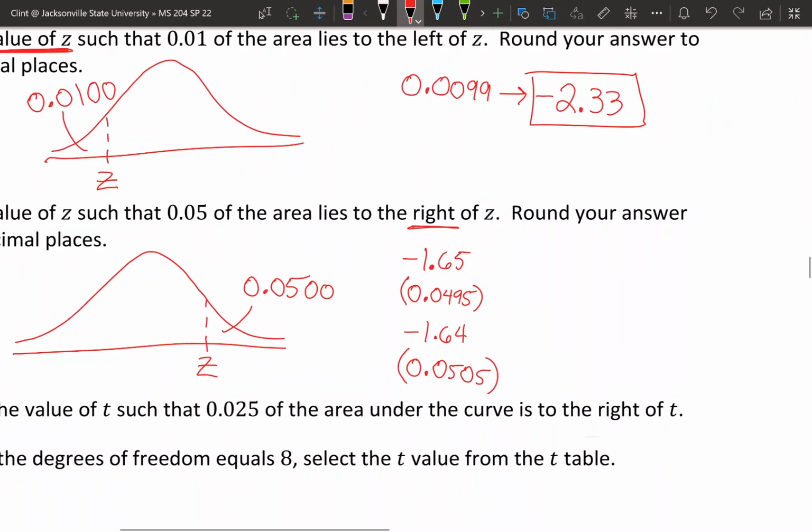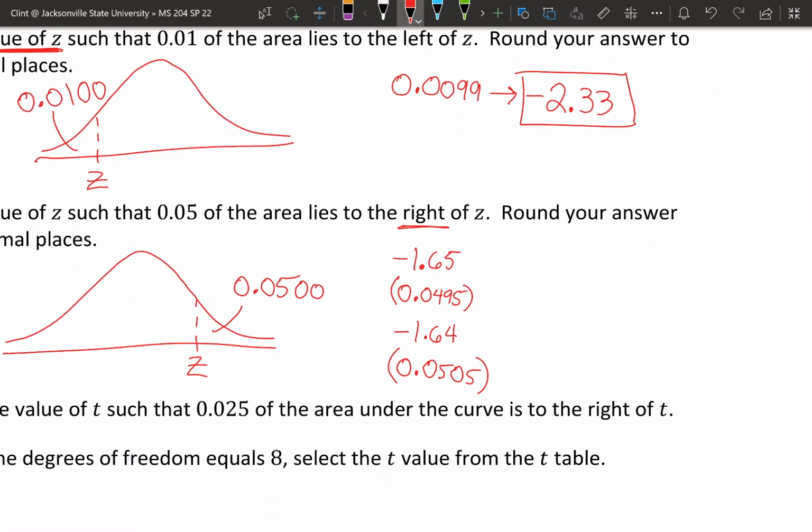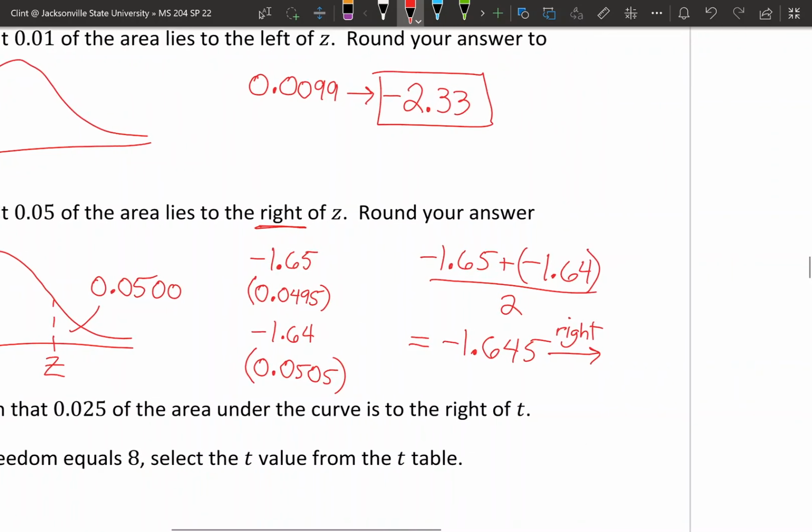So this is one of the unfortunate ones where the one we want is exactly between, so we add these together and divide by 2. We get negative 1.645. And then we want the one on the right, so we will have 1.645. Take the opposite.